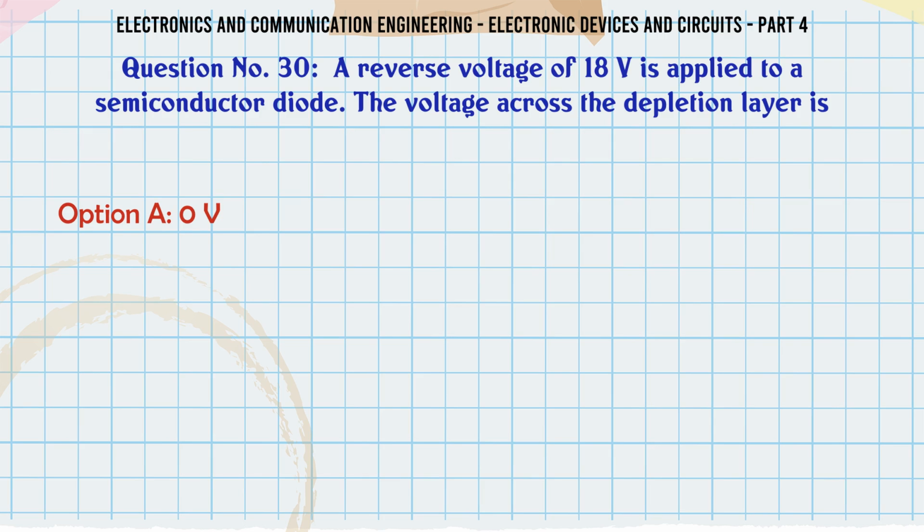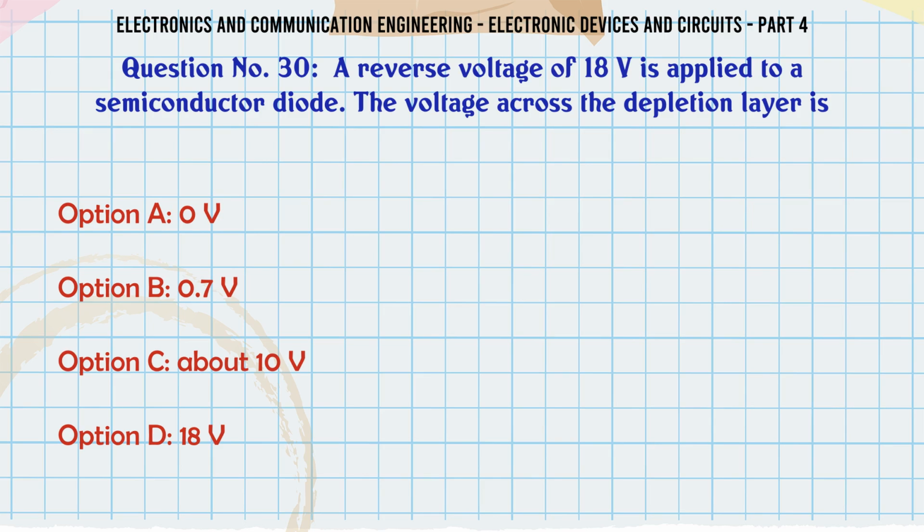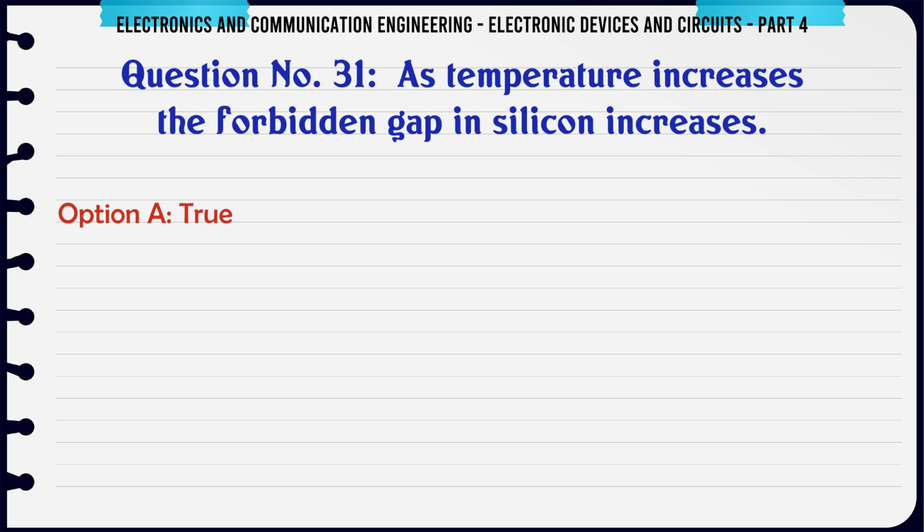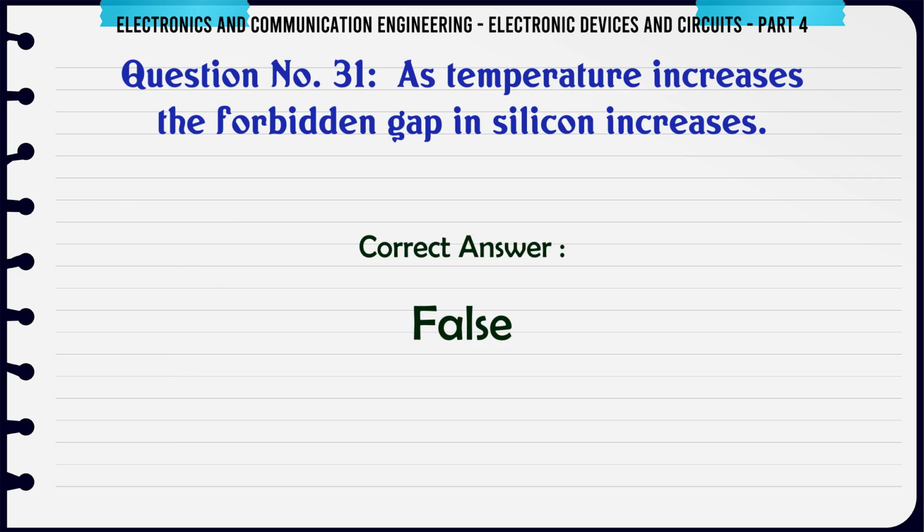A reverse voltage of 18 V is applied to a semiconductor diode. The voltage across the depletion layer is A, 0 V, B, 0.7 V, C, about 10 V, D, 18 V. The correct answer is 18 V. As temperature increases, the forbidden gap in silicon increases. A, True. B, False. The correct answer is false.